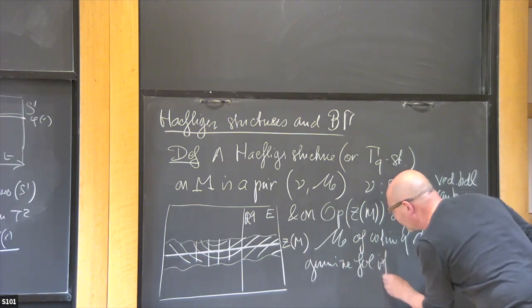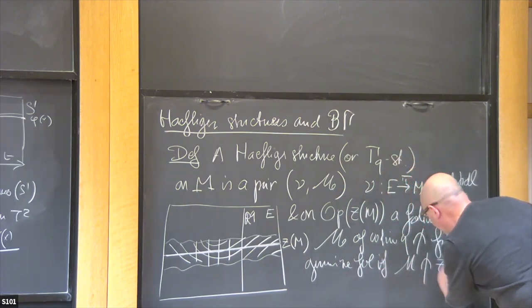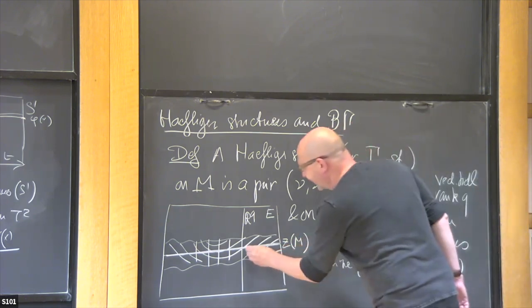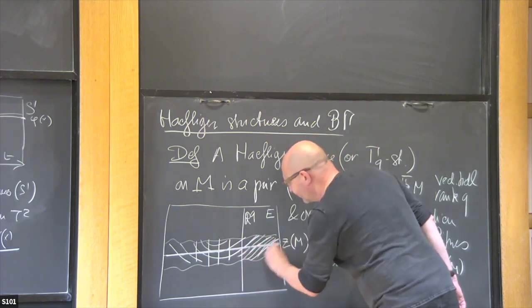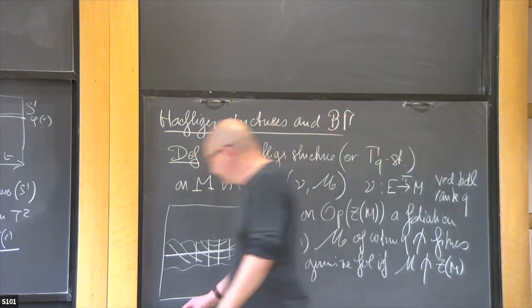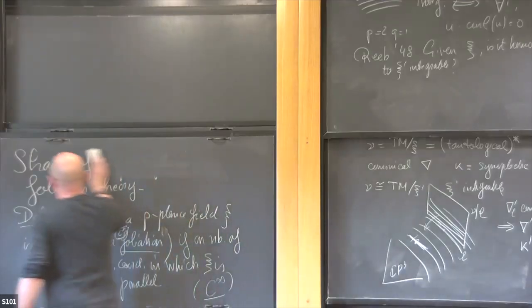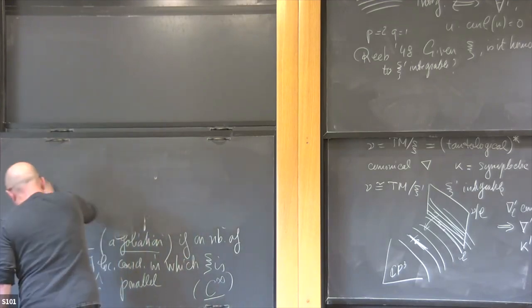if it is regular, that is, transverse also to the zero sections. Then like here, it defines a genuine foliation. And these guys obviously can be pulled back by any smooth map. Many problems.